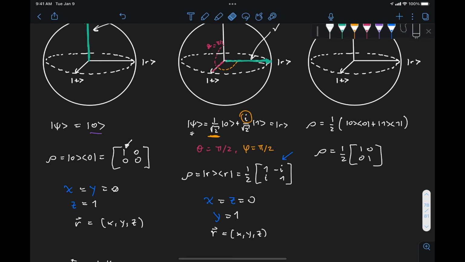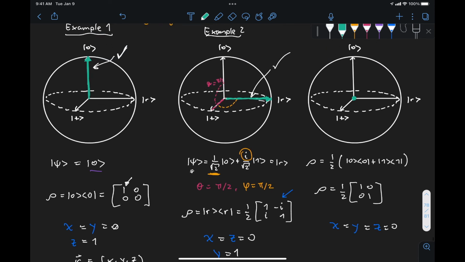So x, y, z, all three equal to 0, which is a vector of length 0. So we usually represent that just as a point in the center of the Bloch sphere. So for a maximally mixed state with equal probability of occurrence, our vector has no length and it's just a point in the center of the sphere.